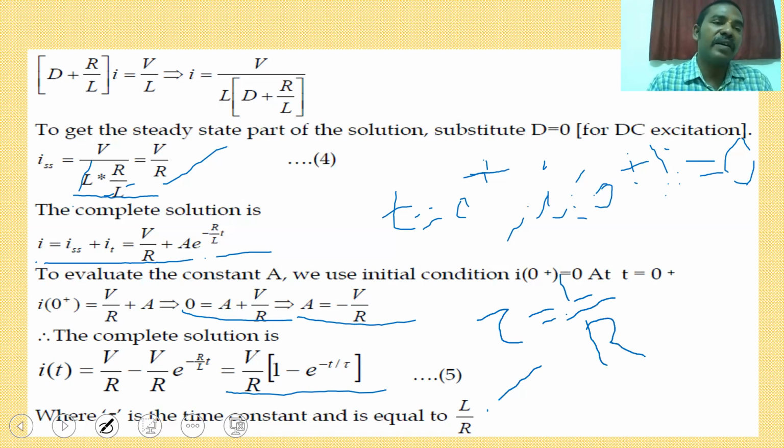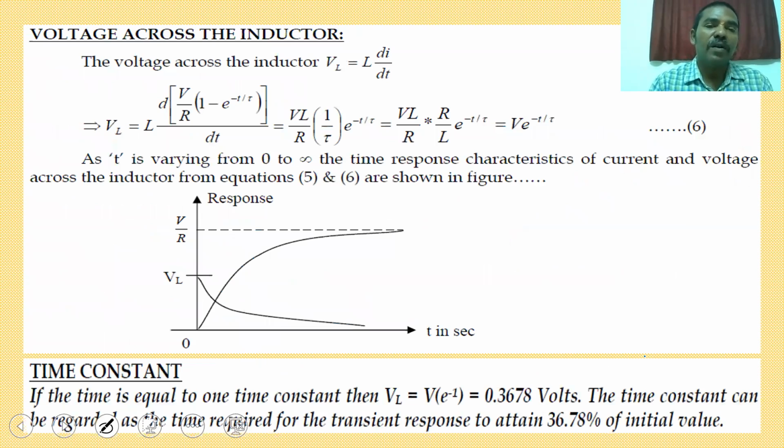Now the voltage drop across the inductor: VL is equal to L di by dt. So VL is equal to L into d by dt of the current V by R into 1 minus e power minus t by tau. If you substitute and differentiate, finally you get V e power minus t by tau as the voltage drop across the inductor, equation 6. So that is V into e power minus t by tau. So here, the current is what value?